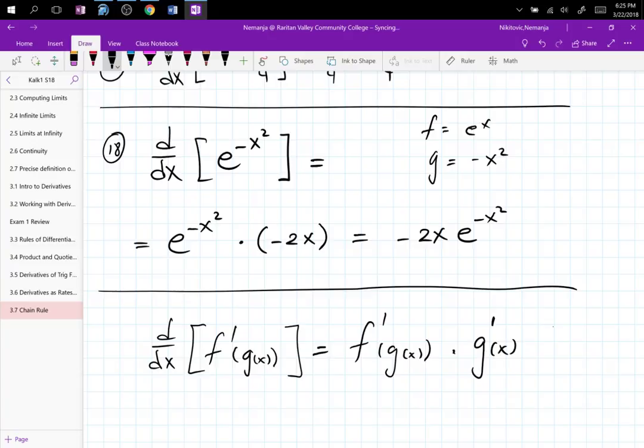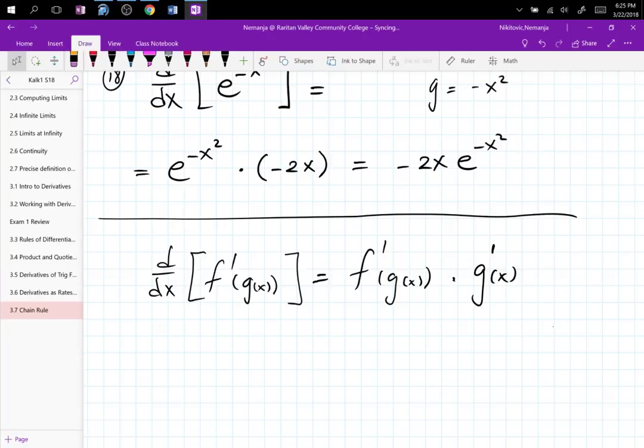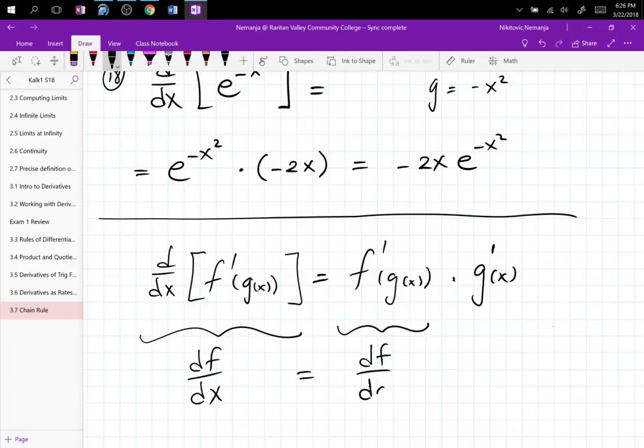Now, what I can do is I can say over here, what is the derivative of f in respect to g? In respect to x. Right, that's what we're looking for. So for this one, this is the derivative of f in respect to g, and times this is the derivative of g in respect to x.